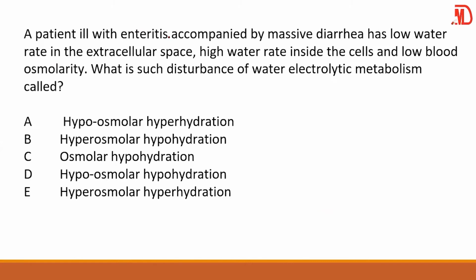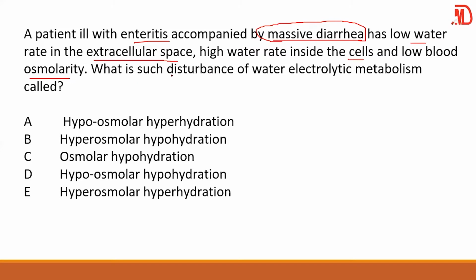A patient is ill with enteritis accompanied by massive diarrhea. If somebody is having massive diarrhea, what kind of electrolyte abnormality will you see? Yes, you will see acidosis, excretory acidosis. However, that's not the question. The question is that he's having low water rate in the extracellular space. That means this patient is going through dehydration, with high water rate inside the cells and low osmolarity.